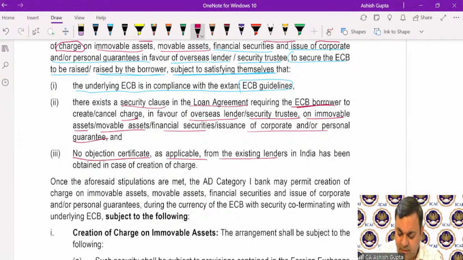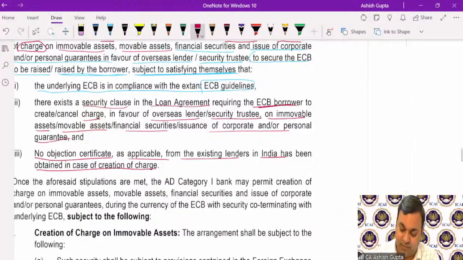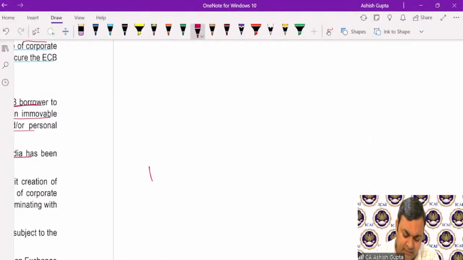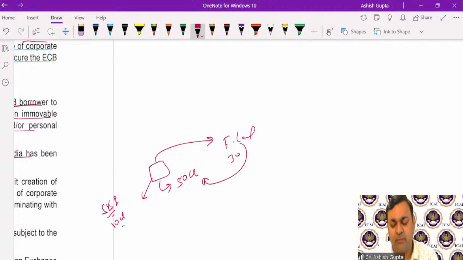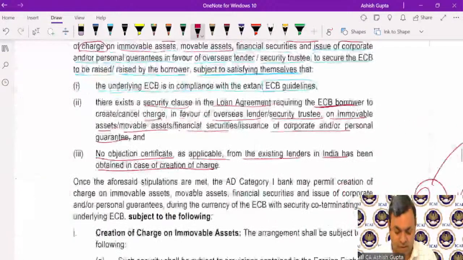Third, NOC as applicable from the existing lenders in India has been obtained for creation of charge. Obviously, suppose you are providing some property to the foreign lenders, and that property is worth, for example, 50 crores. On this same property, you obtained a loan from SBI of 10 crore rupees, and for the rest, for example 30 crore, you are raising an ECB from an outside lender. So the law has clearly specified to first take an NOC from this SBI bank. Accordingly, you need to provide that NOC to the foreign lenders also.